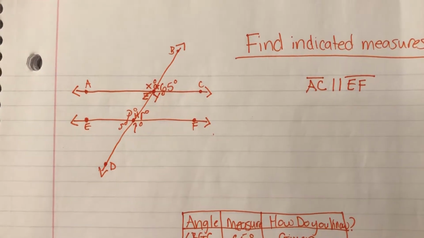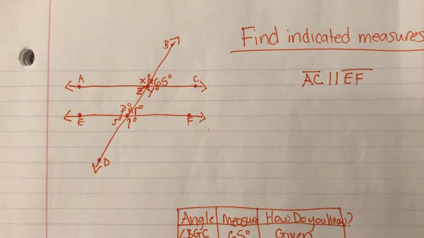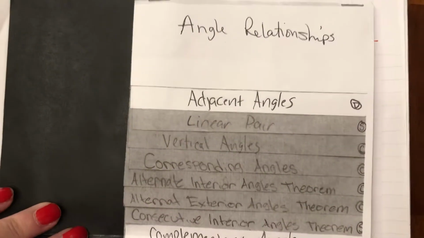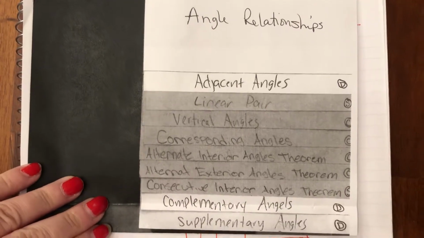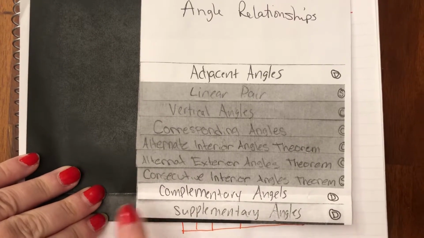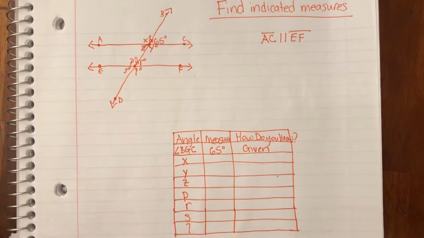In case you don't remember making it, even though we talked about it on Friday, make sure you find your angle relationships flip book. Obviously, this isn't my flip book. This is just a copy of the one. You need to have yours for the final. All right, back to this.